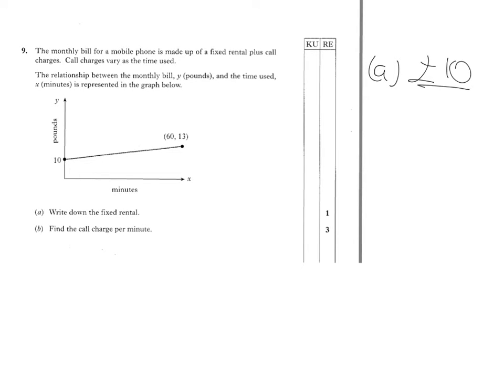Get your units in there as well. Fixed rental is £10. Now, part B says find the call charge per minute. Well, I think what we should do here is to find the equation of the straight line.